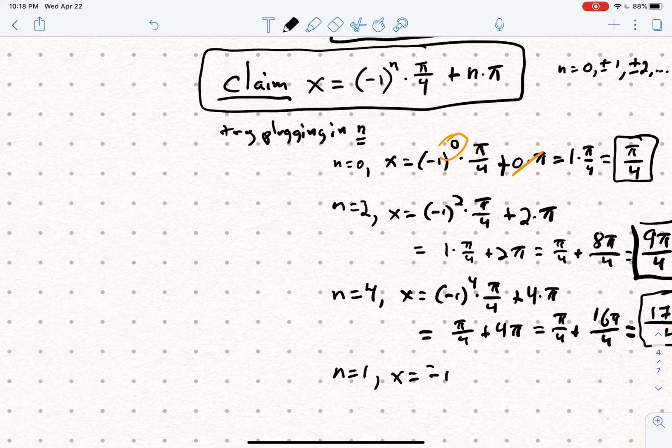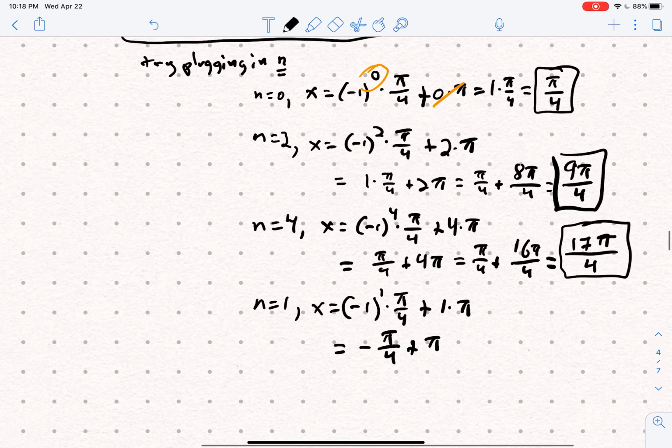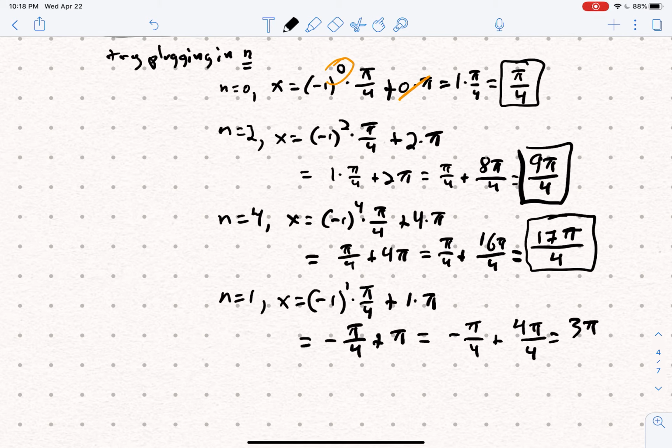x is equal to minus 1 to the power 1 times pi over 4 plus 1 times pi. Now that minus 1 to the power 1 is just a negative 1. That's negative 1 times pi over 4, negative pi over 4, plus pi. This is negative pi over 4 plus pi, or pi minus pi over 4. Minus pi over 4 plus, this is 4 pi over 4 if we get a common denominator, and altogether if we add those up we get positive 3 pi over 4.